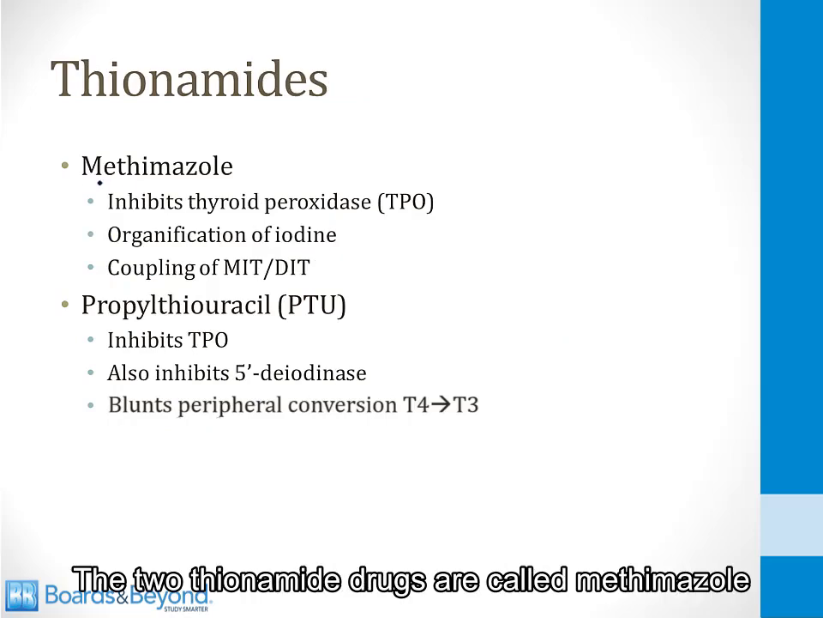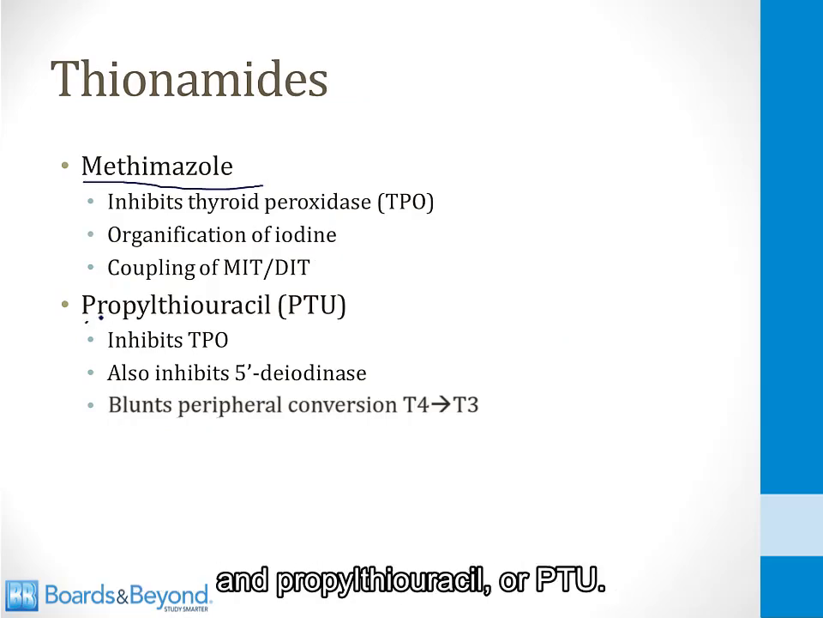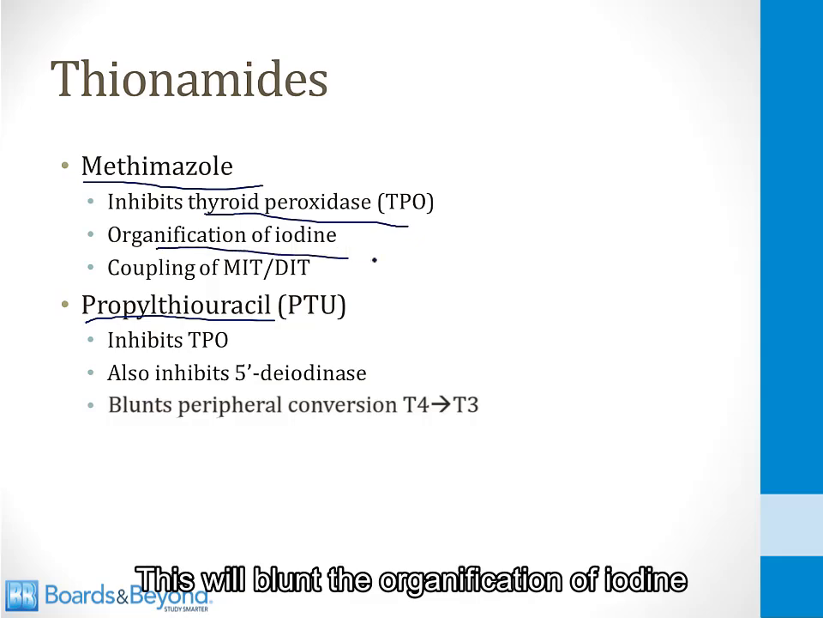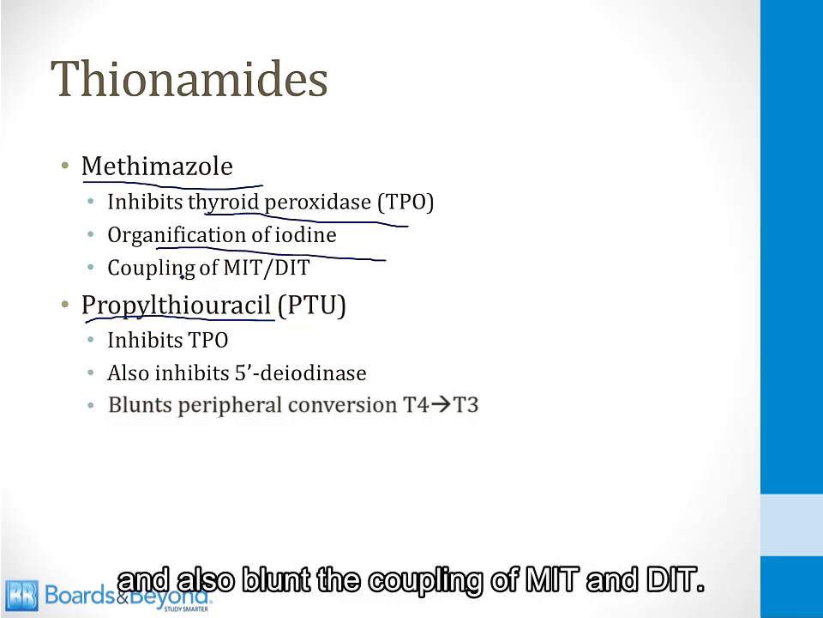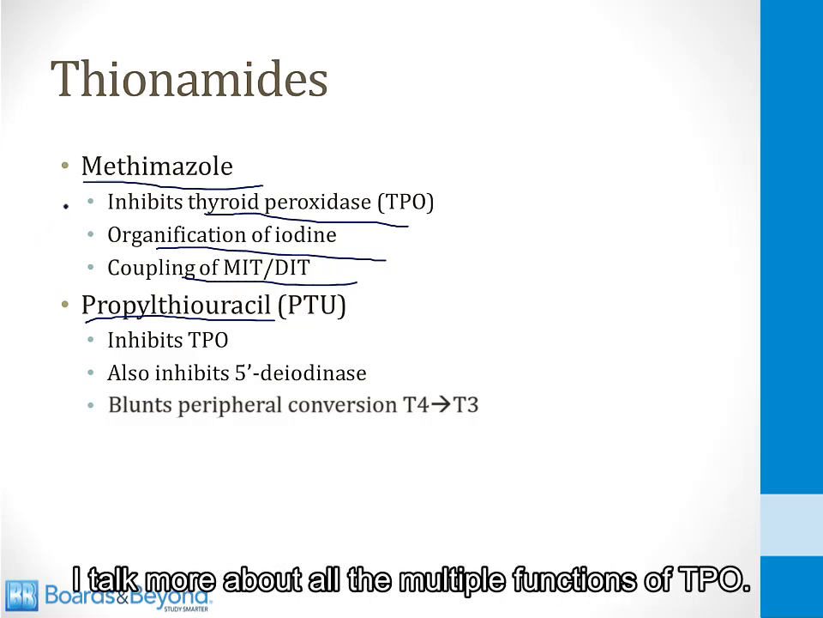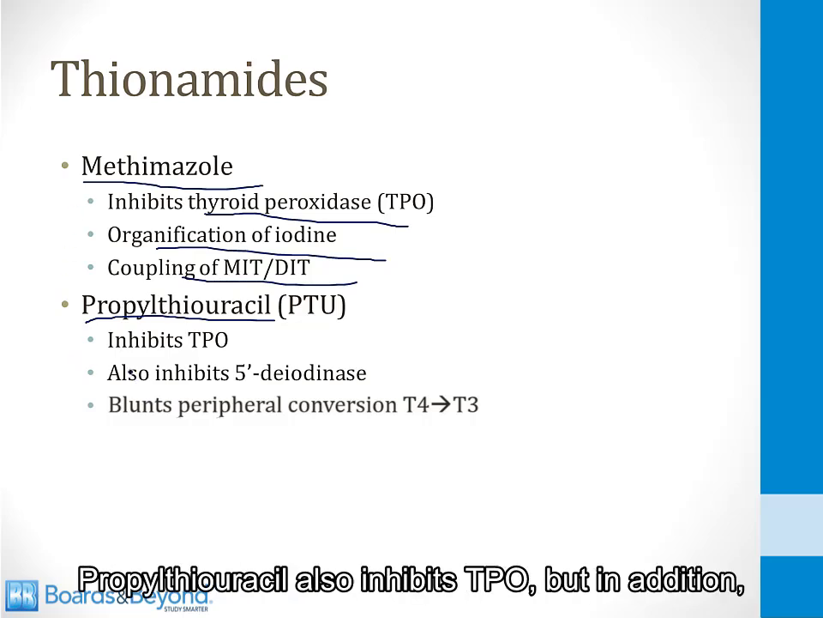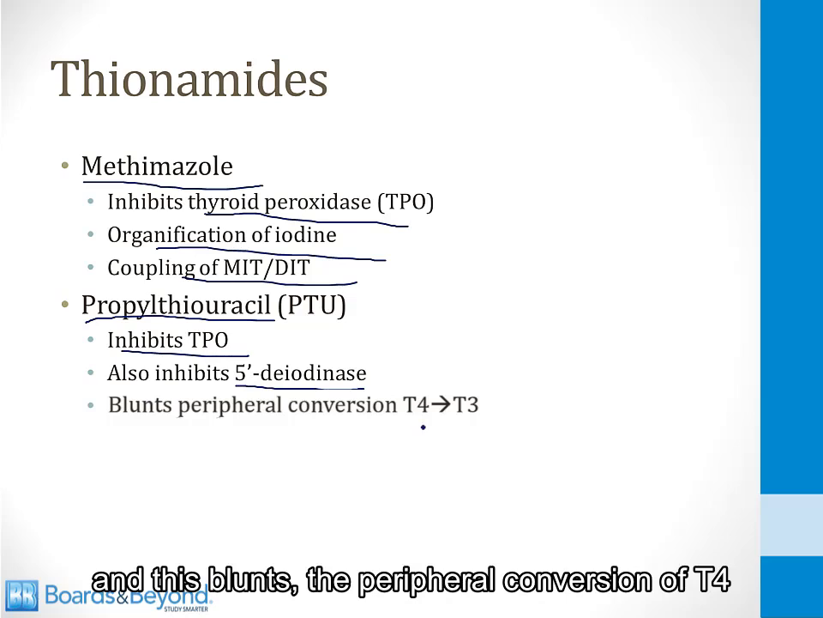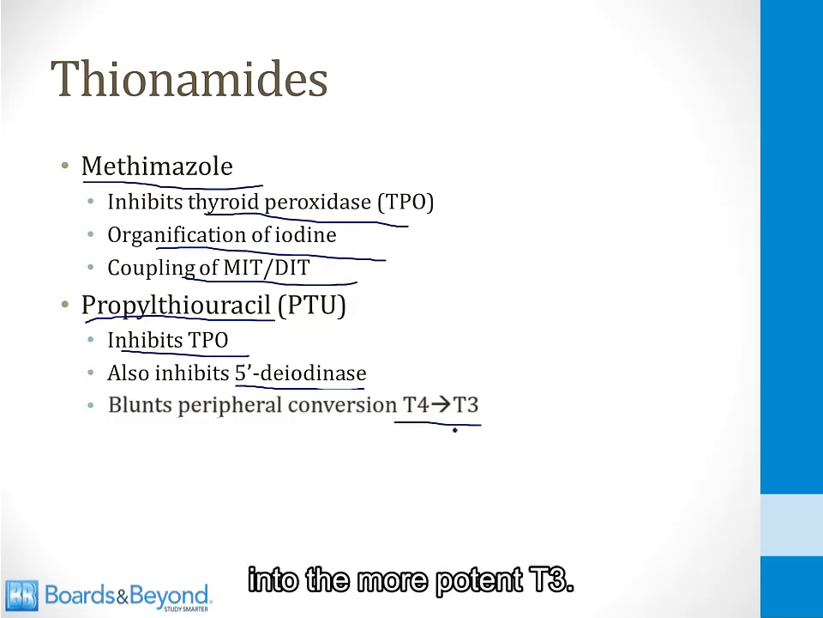The two thionamide drugs are called methimazole and propylthiouracil, or PTU. Methimazole inhibits thyroid peroxidase. This will blunt the organification of iodine and also blunt the coupling of MIT and DIT. In the thyroid physiology module, I talk more about all the multiple functions of TPO. Propylthiouracil also inhibits TPO, but in addition, it inhibits the enzyme 5' deiodinase, and this blunts the peripheral conversion of T4 into the more potent T3.